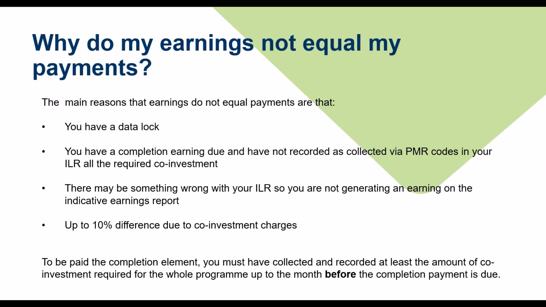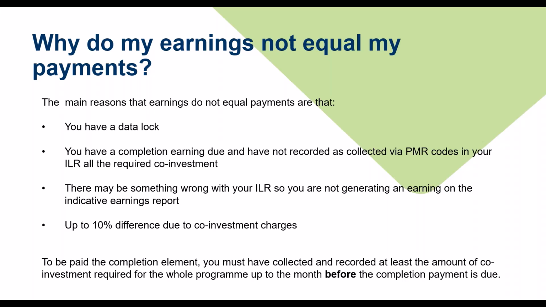So this may be useful to you. Why do my earnings not equal my payments? If you total your earnings on the indicative earnings report and then you total your payments on the monthly payment report, the reasons could be you have a data lock showing on your apprenticeship data match report, which is blocking some or all of the payments being released. If data locks are removed before the R14 deadline of the relevant year, funds will be released.